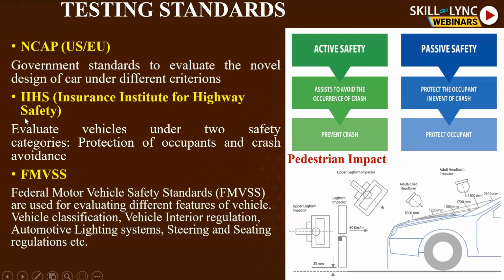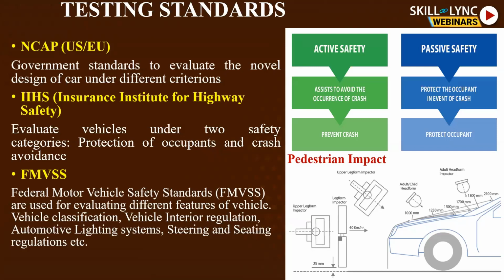For example, here you can see IIHS, the Insurance Institute for Highway Safety. It evaluates the vehicle under both passive safety and active safety. The same with FMVSS, which is one of the standards institutes that gives the safety standards. It has been giving safety standards from long back. Then you can consider that NCAP has taken different values. FMVSS and IIHS have played a major role in determining the values of NCAP.